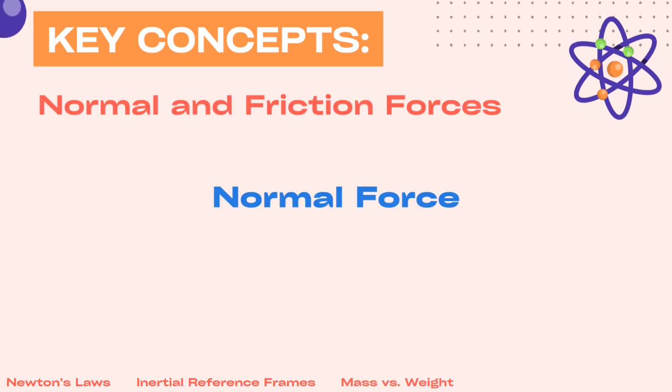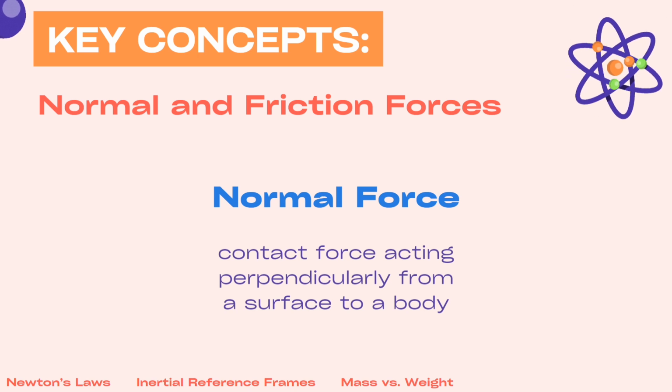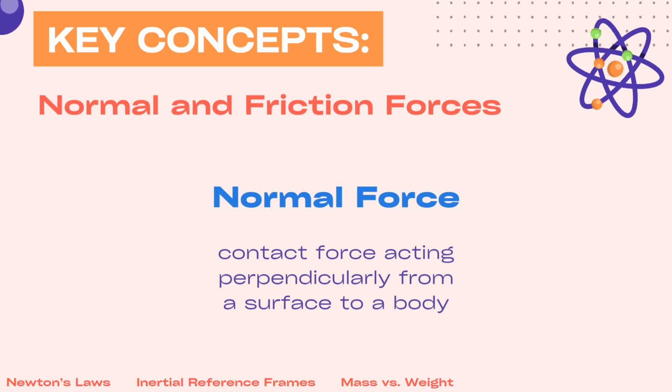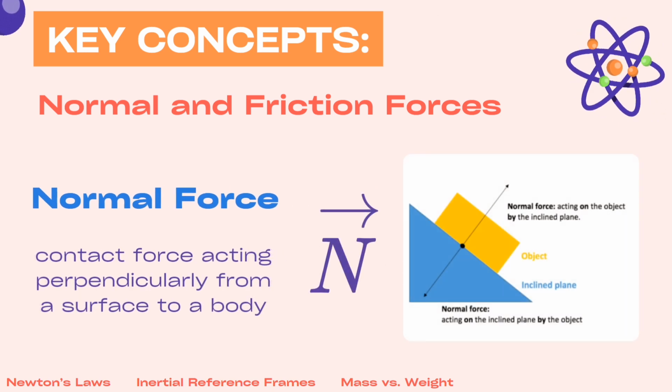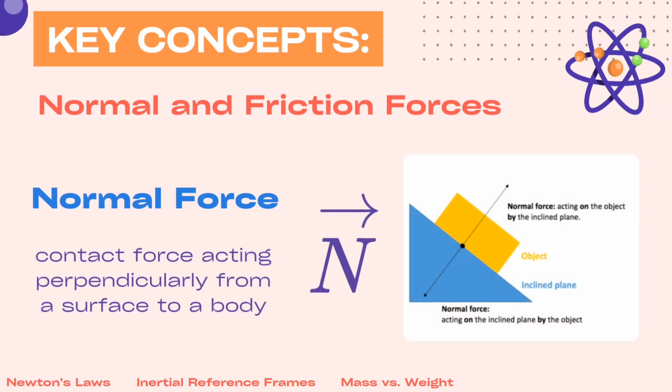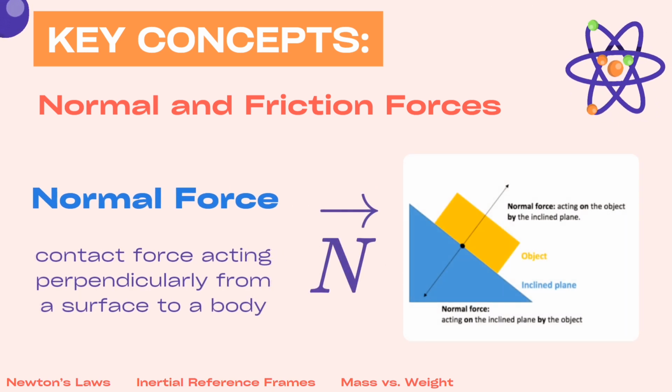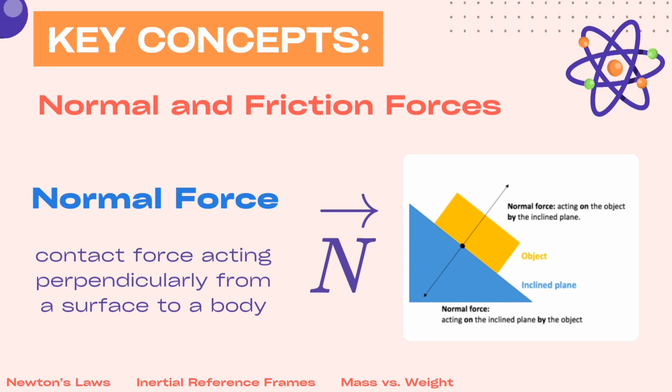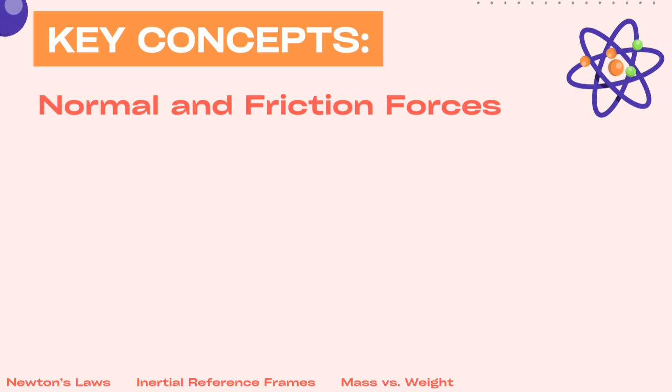The last important concept: normal and friction forces. A normal force is a contact force acting perpendicularly from a surface to a body, and it's a measure of how hard an object is pushing on a surface. In fact, this force comes about necessarily as per Newton's third law. We symbolize this force by N. For example, we see that the ramp pushes with the normal force on the object.